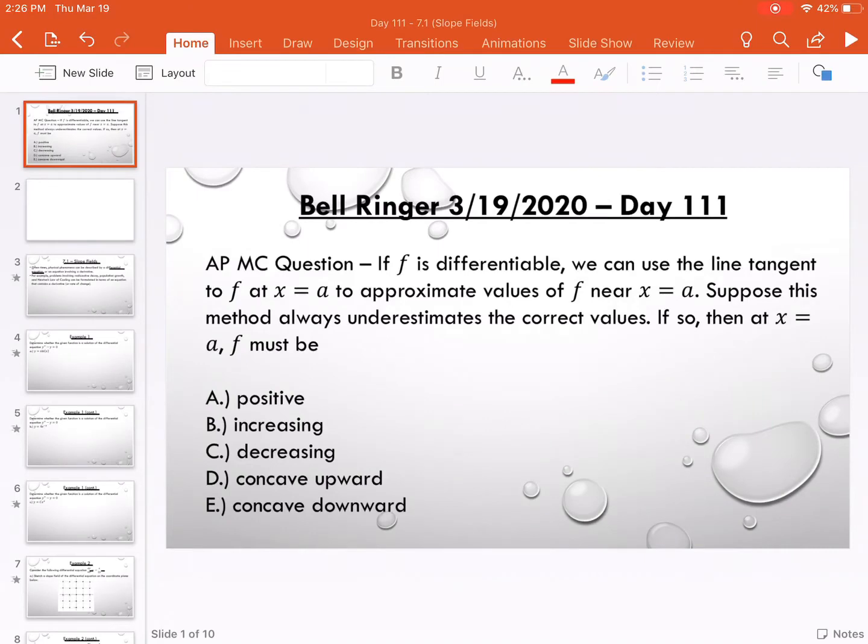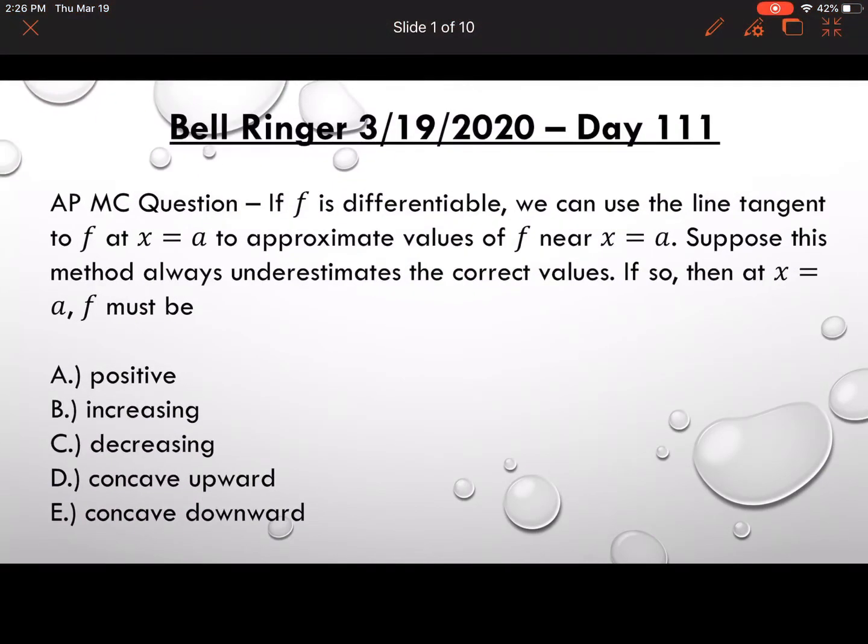So this is actually the beginning of a new unit, our second to last unit of the AP Calculus curriculum. It's not a very long unit. We'll finish it up in a couple weeks, honestly. And it should be easier than the previous unit, which I know some of you found a little bit tricky. But before we get to it, let's try out this bell ringer.